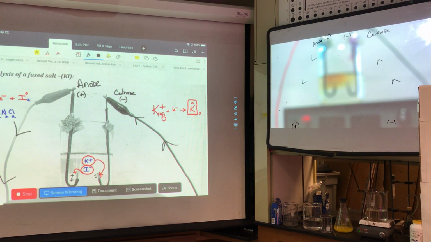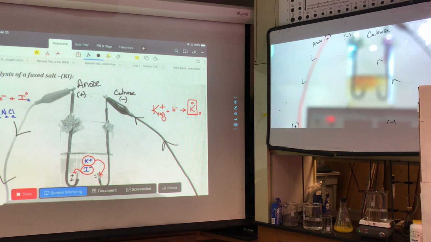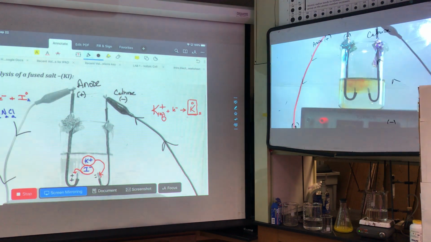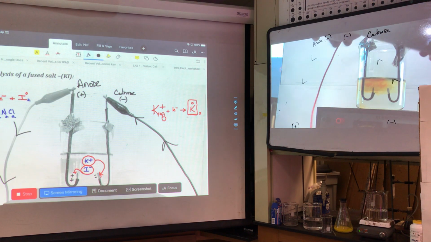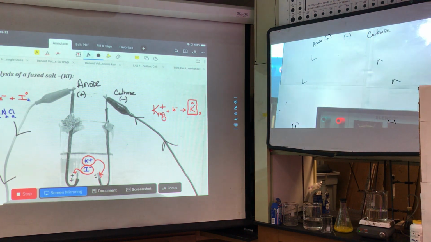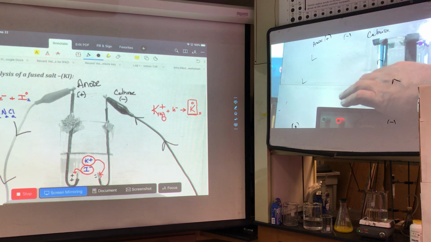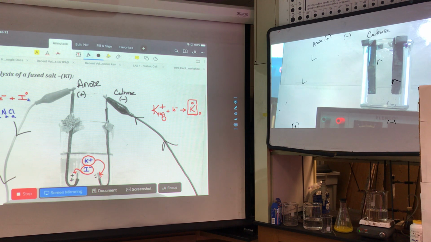Let's start this again. And stop this and go on to the next one. Oh, shocked myself. All right. So the next one, flip the page over 9 times. Here we're going to do lead nitrate here.